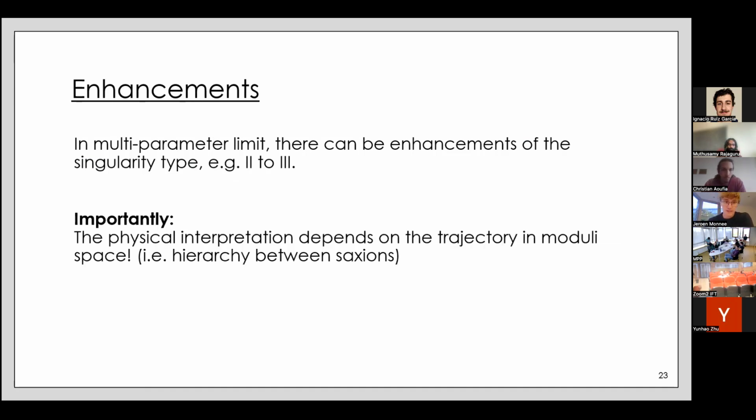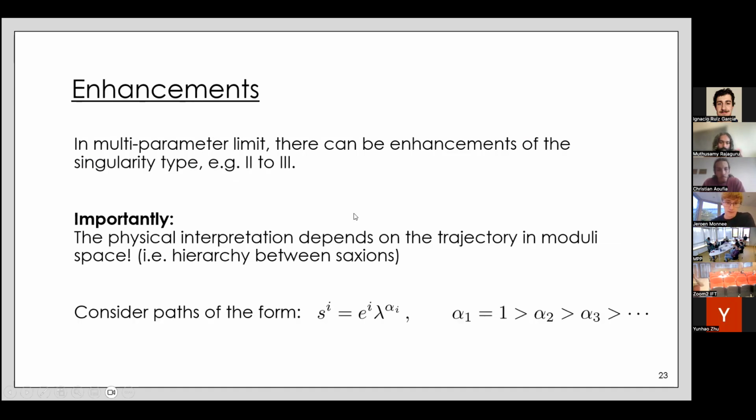What we will argue is that the interpretation actually depends on the kind of trajectory you take in the moduli space. In particular, it depends on the hierarchy between your saxions. And so to parameterize this, I will consider in the following paths of this polynomial form. So each saxion scales with lambda to some power, where I just normalize the first coefficient to 1, and then work in the growth sector where S1 is always larger than S2 is always larger than S3, etc.